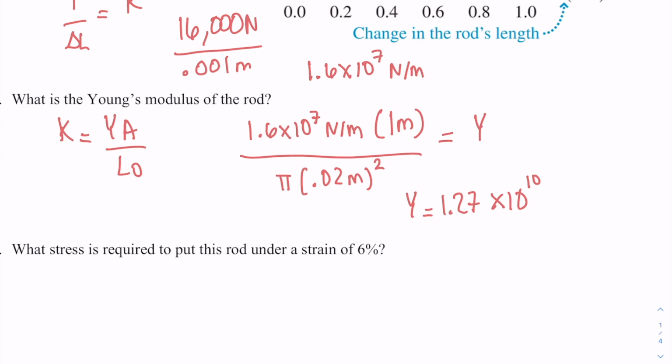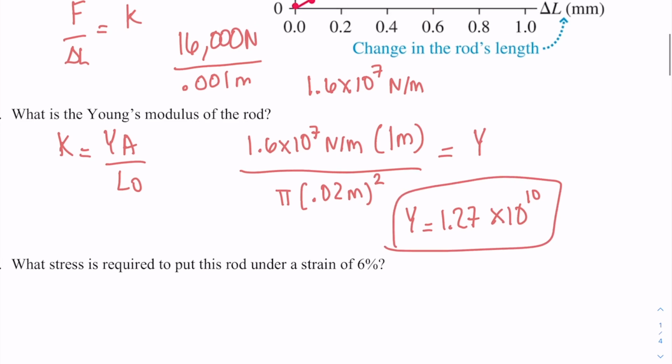So if you use exactly pi, then you might get a slightly more accurate answer, but around 1.27 times 10 to the 10th, which I guess doesn't seem so insane anymore, because with Young's modulus, if you remember from lecture, we were dealing with a lot of values in the gigapascal region. So I guess this is kind of a sanity check.